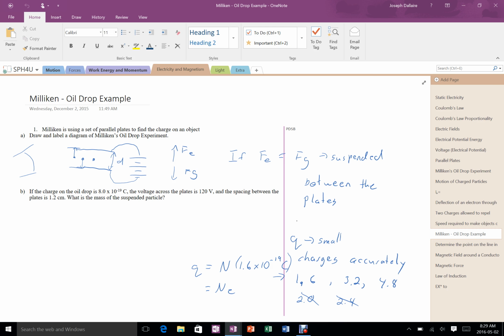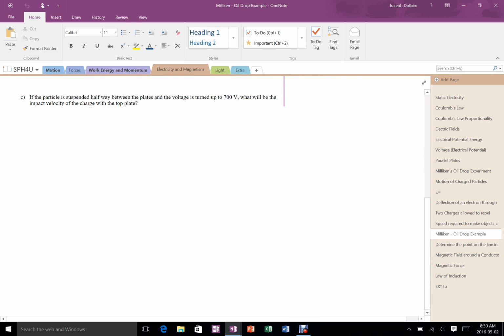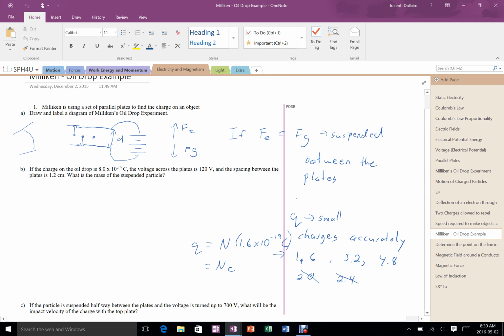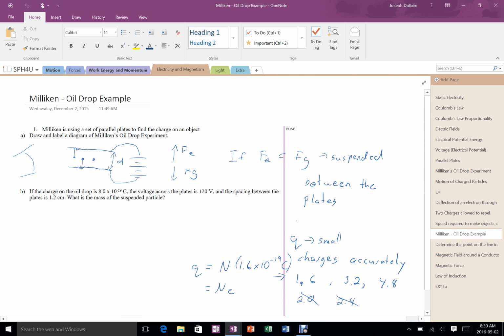Now, we can use that to do some simple problems here. We can figure out what the mass of the suspended particle was. And then we can also use that to solve a problem where the particle moves. So let's work on this one here. Let's say the charge on the oil drop is 8.0 times 10 to the negative 19 coulombs, the voltage across the plates is 120 volts, and the spacing between the plates is 1.2 centimeters. What is the mass of the suspended particle?